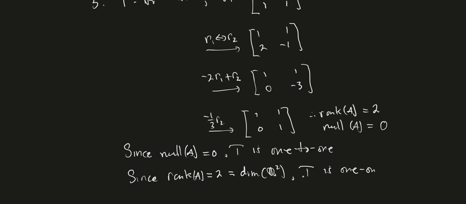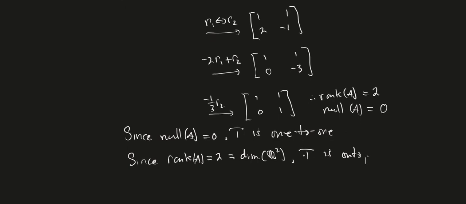So the range of this transformation is onto. So the range is all of R2. And since T is both 1 to 1 and onto, it means that T is invertible. So therefore T is invertible.